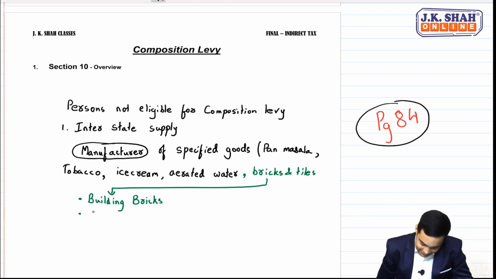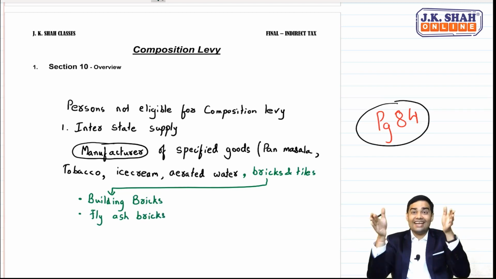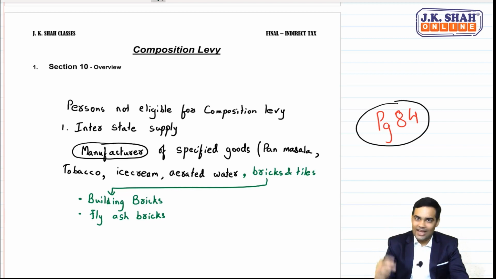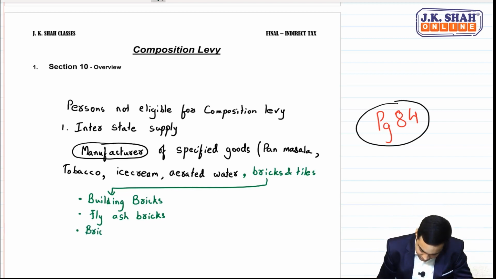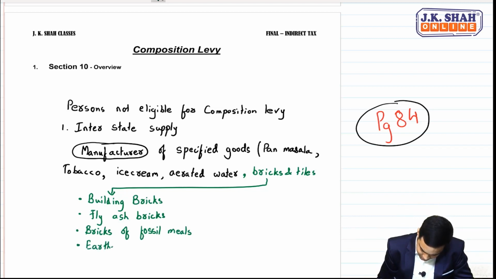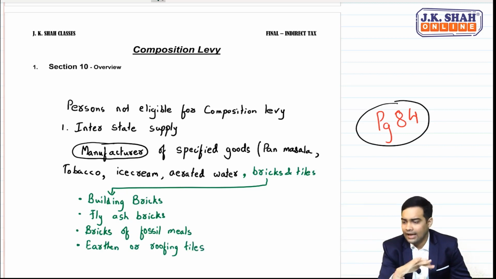That is building bricks. Then you have fly ash bricks. What's this fly ash brick, sir? Fly ash bricks are those bigger gray color bricks. You would have seen those gray color bricks, slightly bigger in size. That's fly ash bricks. Then bricks of fossil meals leftover. And the last one is earthen or roofing tiles. Basically it covers tiles which you use at the surface and at the top. Both would get covered, any kind of tiles. So basically they have covered every kind of bricks and tiles.